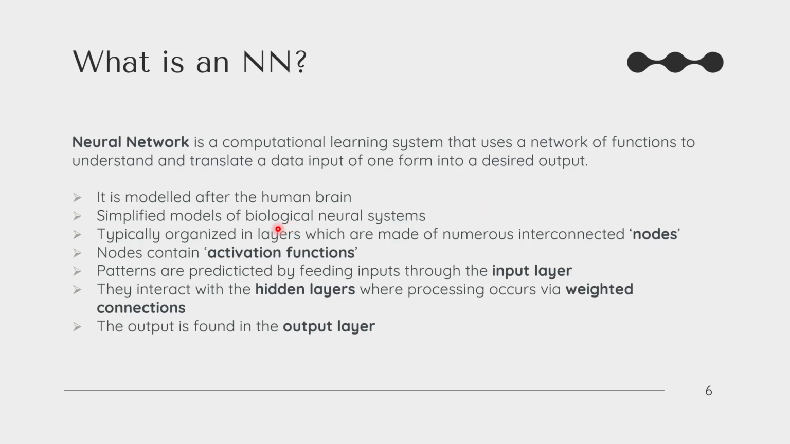It is a simplified model of a biological neural system, which is typically organized in layers, and it is made of numerous interconnected nodes. These nodes contain activation functions, and the patterns are predicted by feeding the inputs to the input layer, and they interact with the hidden layers where processing occurs via weighted connections. The output is found in the output layer.